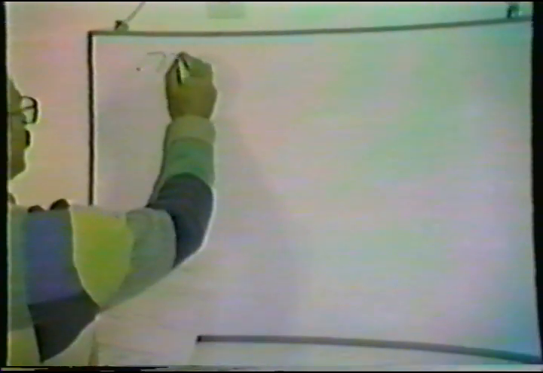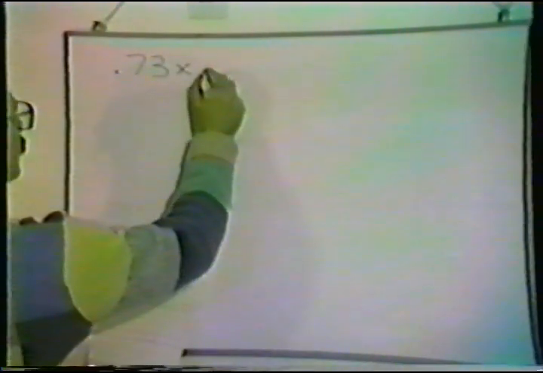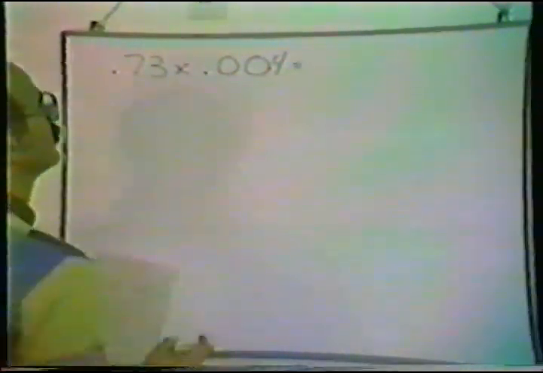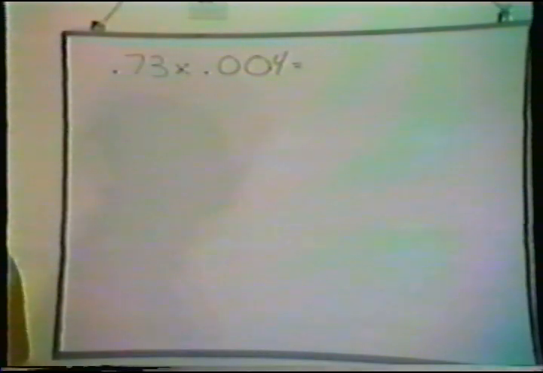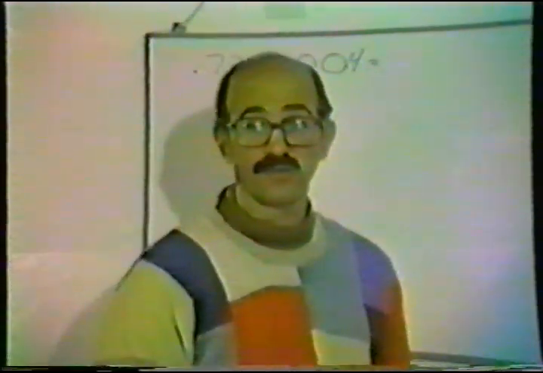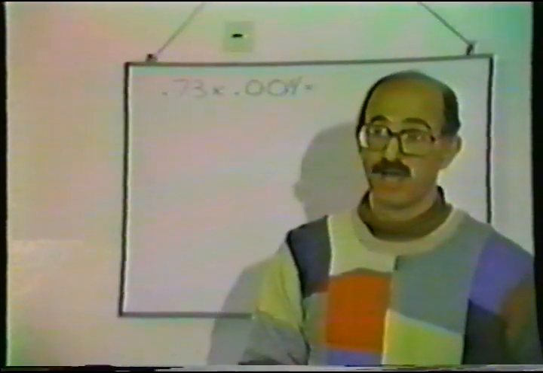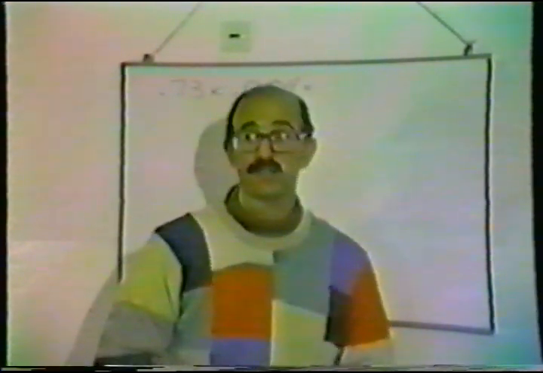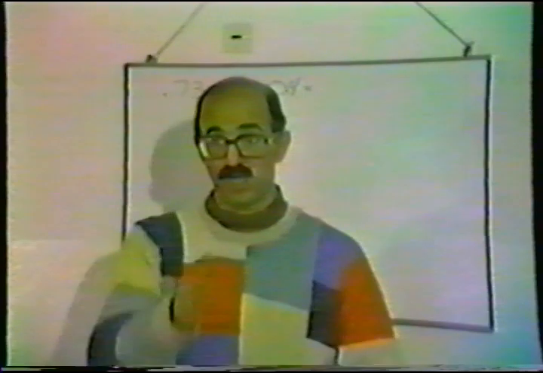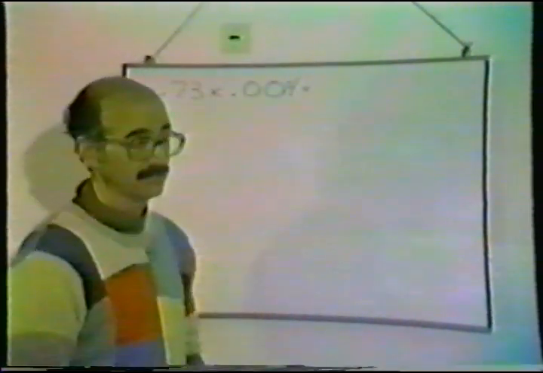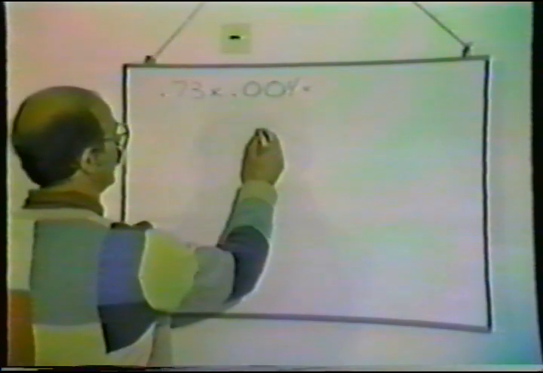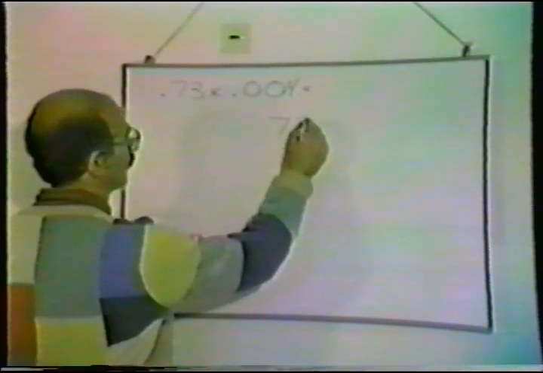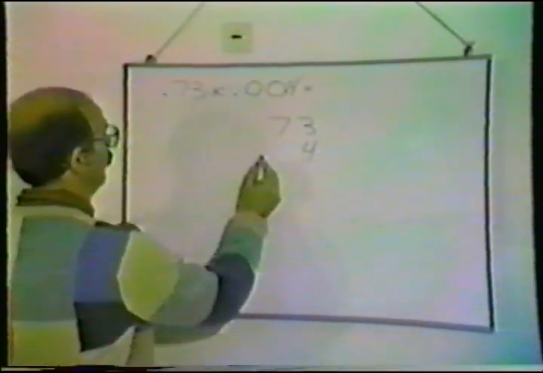0.73 times 0.004. This time I'm presented with the problem in a different way, and I'm going to have to rewrite it. Do I rewrite it the same way I did with adding and subtracting and lining up the decimal points in a row? No, I don't. We didn't have them lined up in the other problems we did. We just take the numbers and write them.